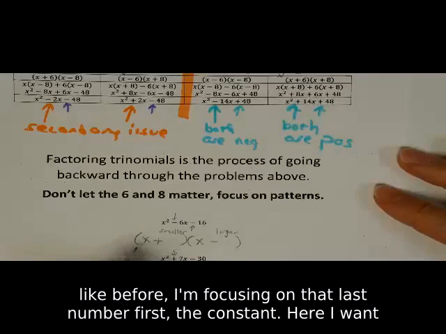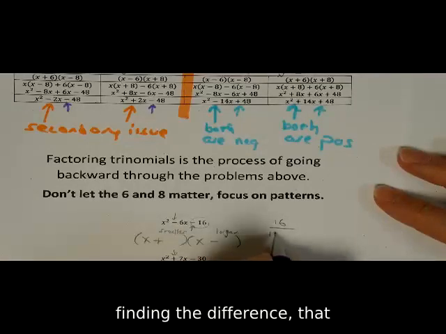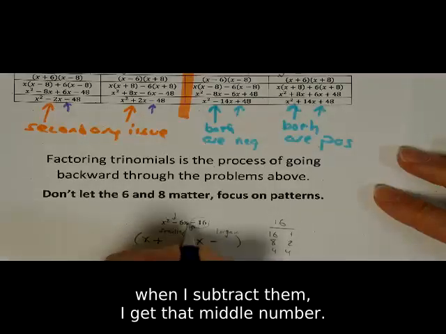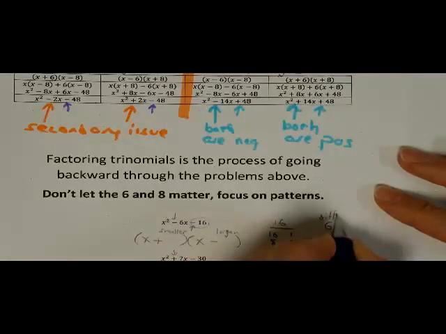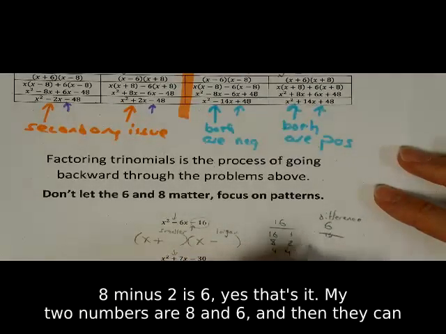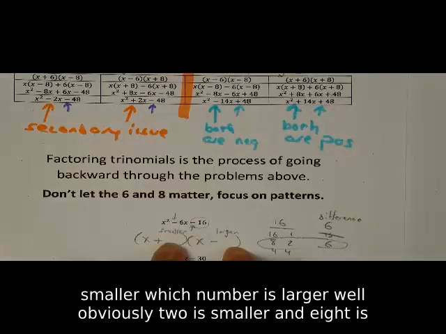Just like before, I'm focusing on that last number first, the constant. Here I want two numbers that multiply to 16. I want them to be finding the difference, that when I subtract them, I get that middle number. So 16 minus 1 is 15. That's not it. 8 minus 2 is 6. Yes, that's it. My two numbers are 8 and 2. And then I can very easily come back and say, okay, between 8 and 2, which number is smaller, which number is larger? Well, obviously 2 is smaller and 8 is larger.